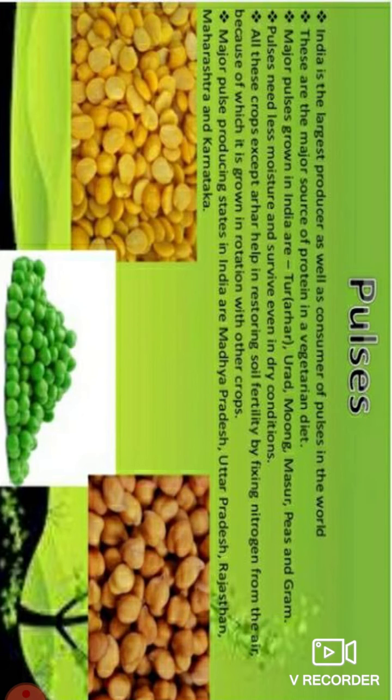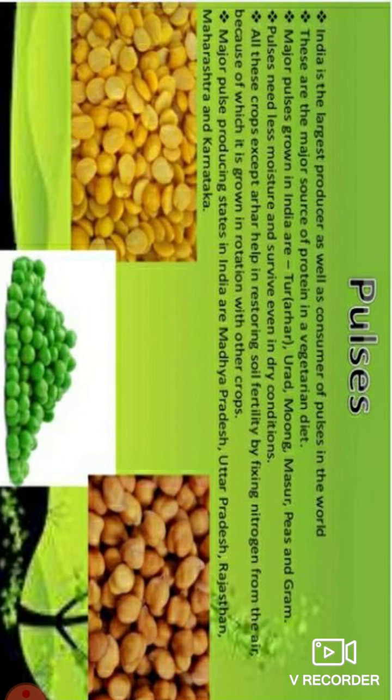Then see, if we talk about pulses, India is the largest producer as well as the consumer of pulses in the world. These are a major source of protein and vitamins, and a major part of our diet. The major pulses grown in India are tur, urad, moong, masoor, peas, and gram. Pulses need less moisture, and that's how, in the lack of rainfall, they are grown.